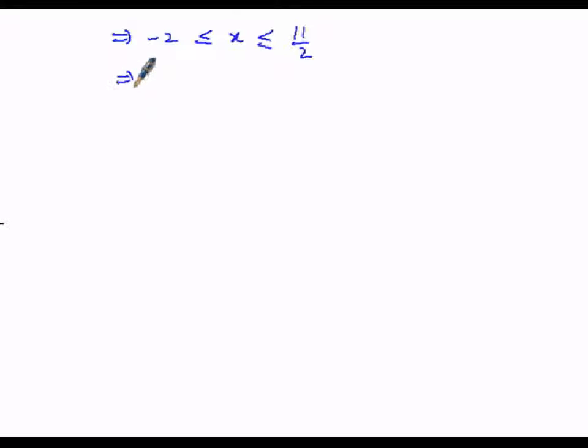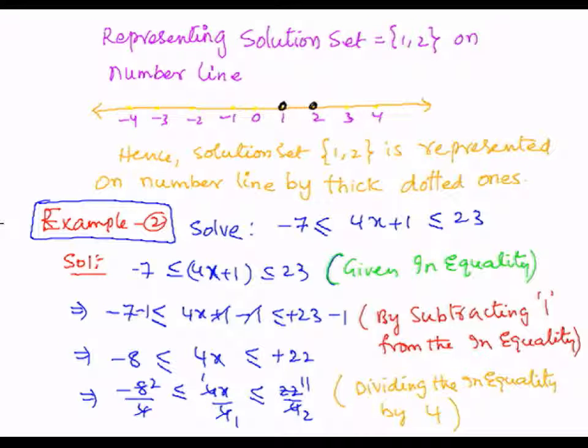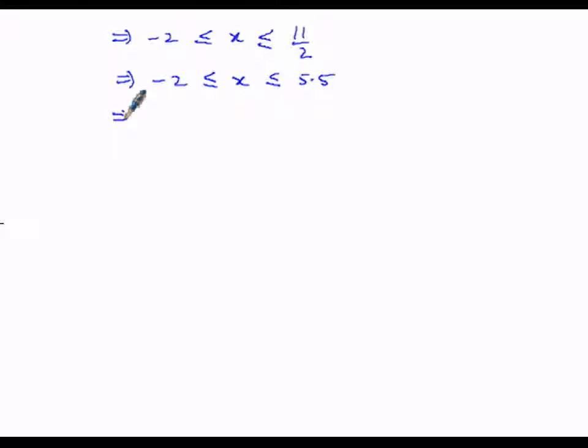So that implies -2 less than or equal to x less than or equal to 11 by 2, which can be written as 5.5 when we divide 11 by 2. But as per the problem, x belongs to the set of integers. So the integers in between -2 and 5.5 are -2, -1, 0, 1, 2, 3, 4 and 5, then comes 5.5, so less than or equal to 5.5.